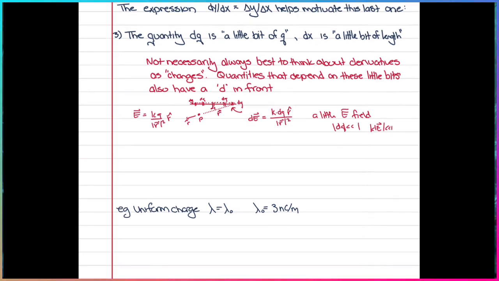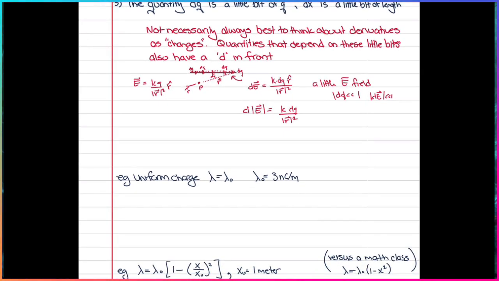Or I could write, for example, the magnitude d|E| is k dQ over just r squared, if I was just thinking about magnitudes. There's nothing really fancy about this; it's just a quantity that depends on one of these tiny little pieces. There's a little bit of charge that creates an overall electric field, but since this depends on one of these tiny calculus pieces, we write a d in front of this as well. So a little bit of E, if you want to think of it like that.